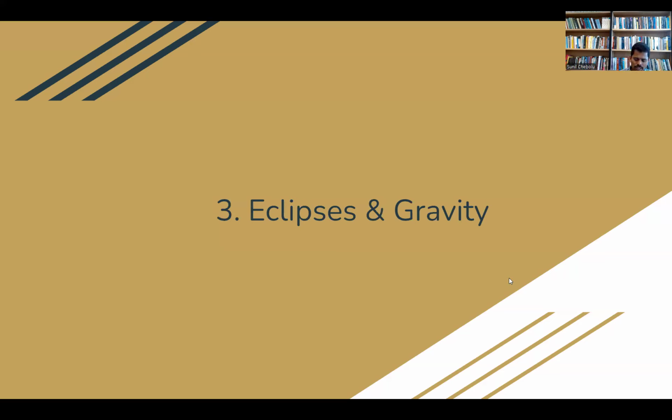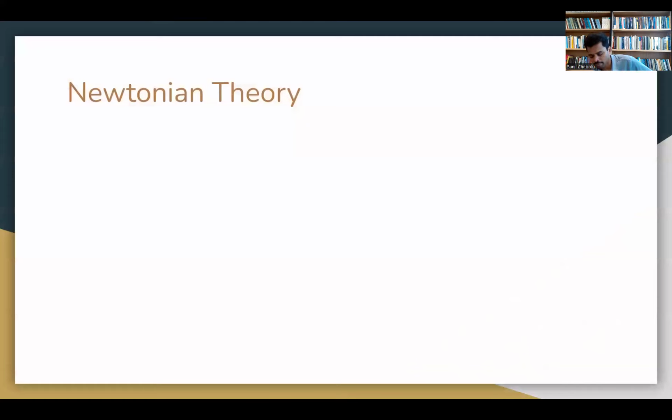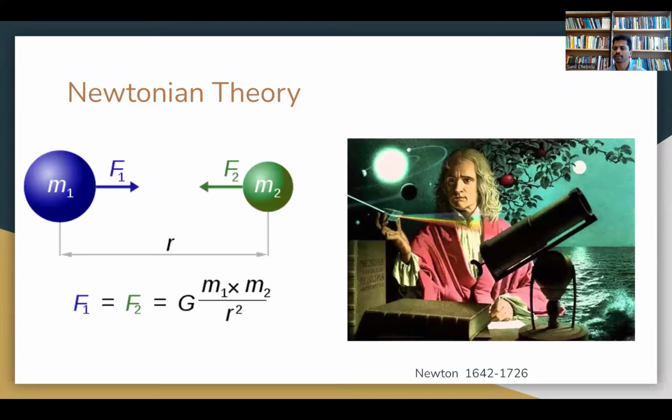Okay, that's the end of the second part of the talk. I hope now you understand how eclipses helped in astrometry, measuring distances to the sun and moon, and measuring their true sizes. Now moving to the final part of the talk, which is eclipses and gravity. I want to say a few words about the Newtonian theory of gravity.